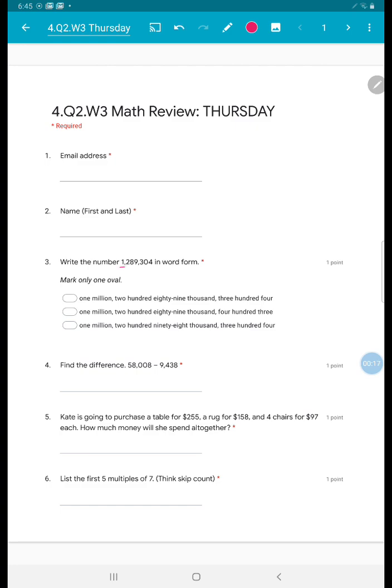So we have 1 in the millions place value. We'll say 1 million. We have 289 in the thousands and 304 in the hundreds, tens, and ones. So that number is 1,289,304. The first choice is correct.